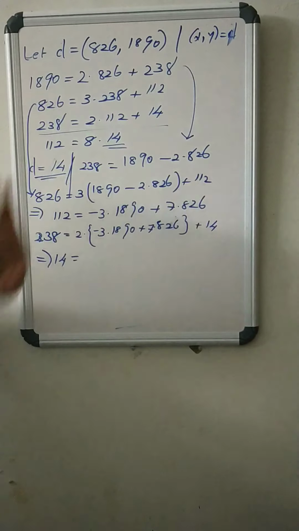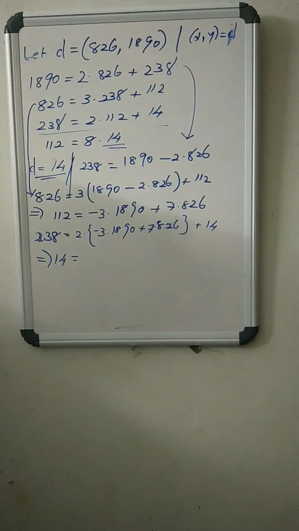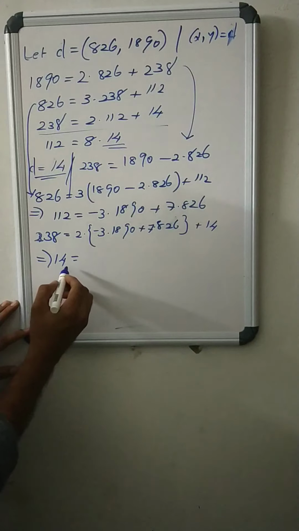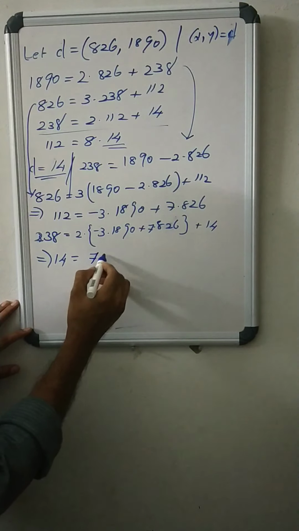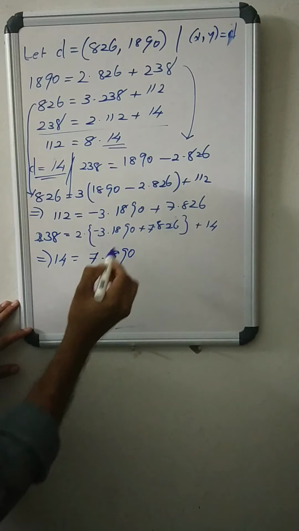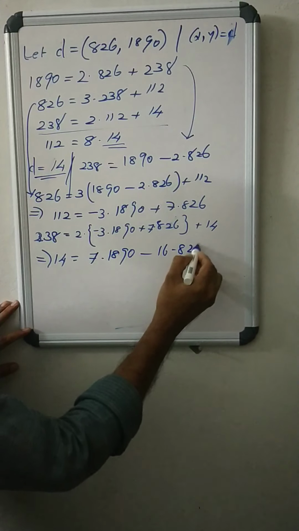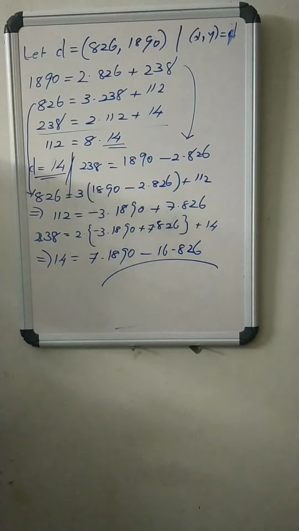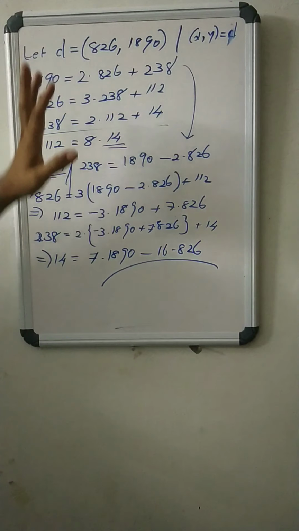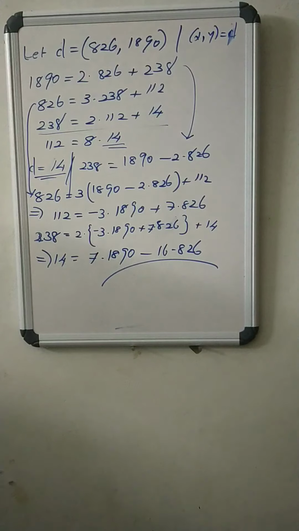So after this, finally 14 equals 7 into 1890 minus 16 into 826. So this is the linear combination of 14. So 14 is expressed as a linear combination of 826 and 1890. Agree? Okay.